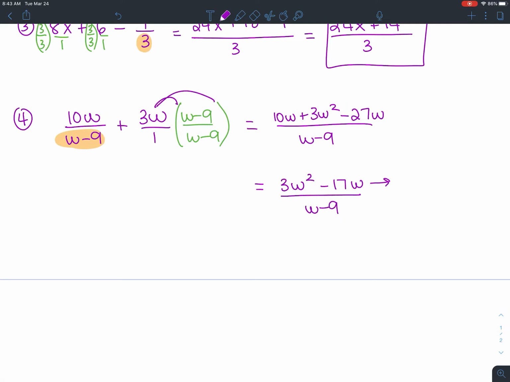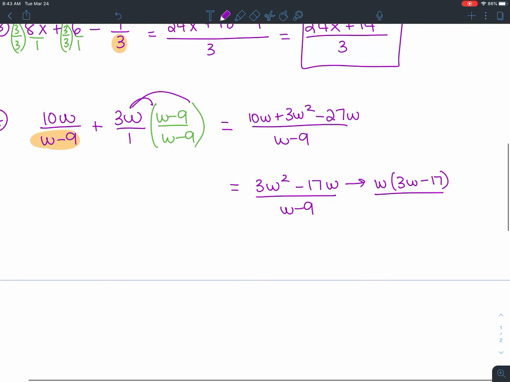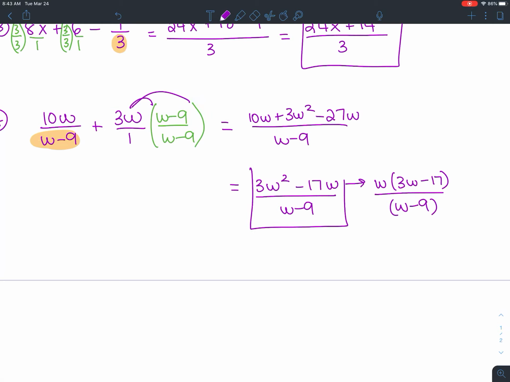Now, I could try to factor this and say, well, that's w times 3w minus 17 to see if that would cancel, but it doesn't because this is also a polynomial, and they must be identical before we can cancel. So we can leave it in this or in this form.